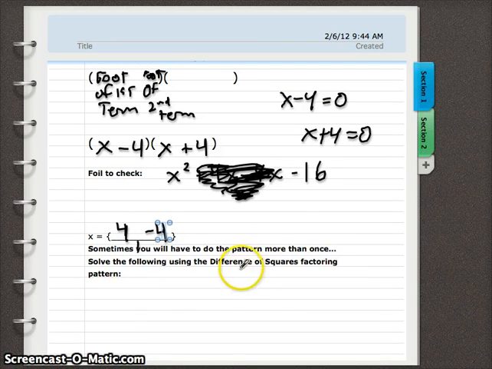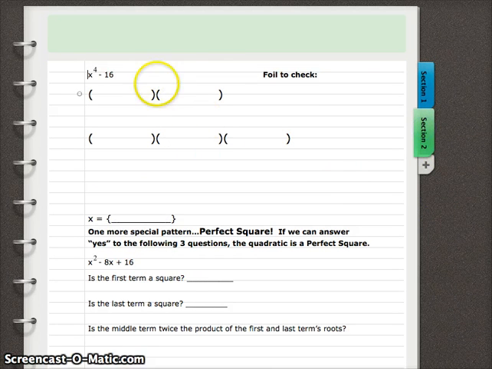Alright, so sometimes with the difference of squares, we're going to have to do more than one factoring pattern here. So we're going to have to do what we just did twice sometimes. That's why I like to put the negative sign in the first set of parentheses, in case we need to do this next step. So let's see what happens here. What are we talking about?